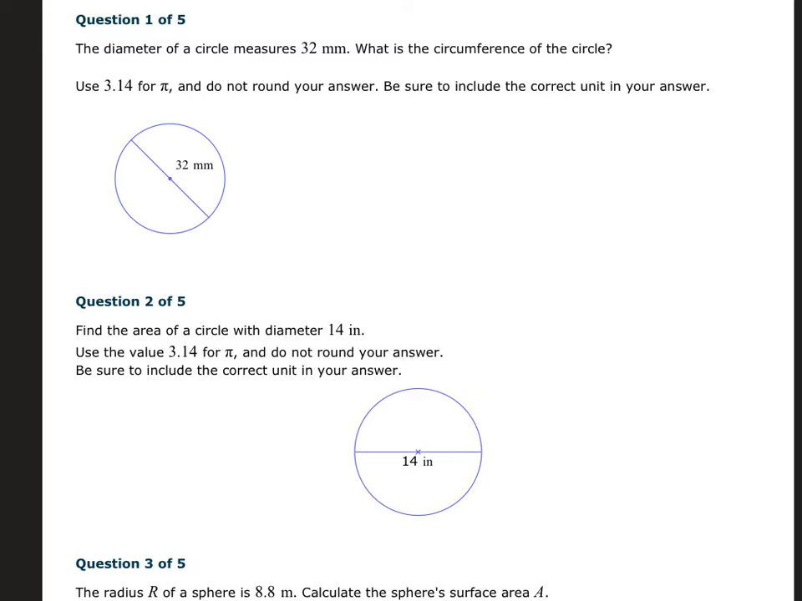So our first question says the diameter of a circle measures 32 millimeters. What is the circumference of the circle? Remember, if we recall from our Alex topic path, circumference is like the perimeter. It's the outside of the circle, the distance around a circle. We use 3.14 for pi and do not round your answer. Be sure to include the correct unit in your answer.